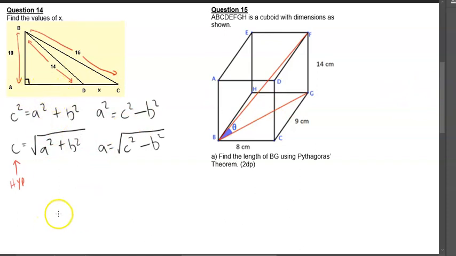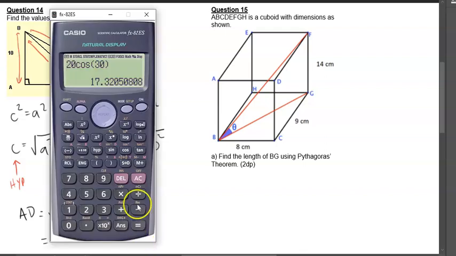So from A to D. So length AD, we can work that out. AD is equal to the square root of C squared take away B squared. It's 14, which is the hypotenuse, because C is always counted as the hypotenuse, it's always the longest side. It is 14 squared, take away what this side is, which is 10 squared, all square rooted.